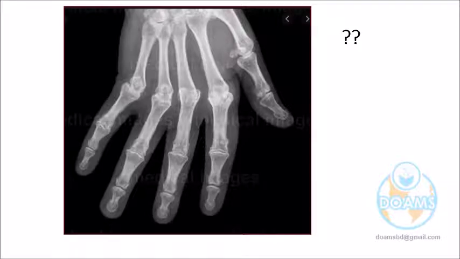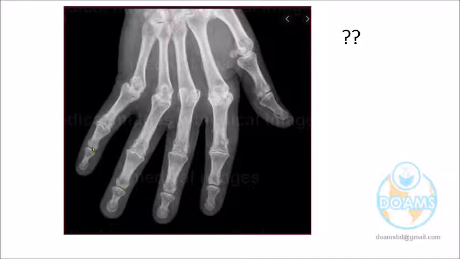Dr. Asha. Thumb finger. Interphalangeal. There are two interphalangeal joints, doctor. PIP, DIP. This is proximal interphalangeal. This is distal interphalangeal. So which are affected? Proximal or distal? Look at all the fingers. So distal digits. Distal affected.